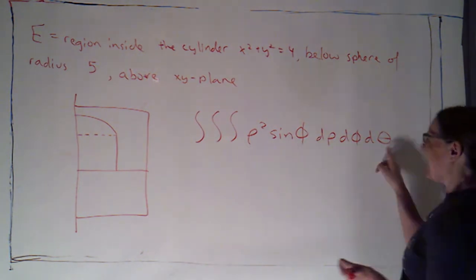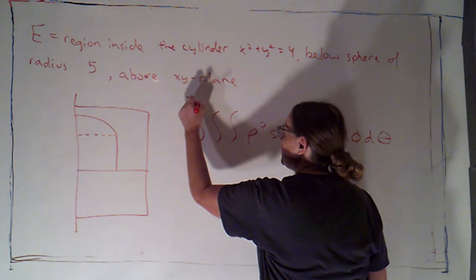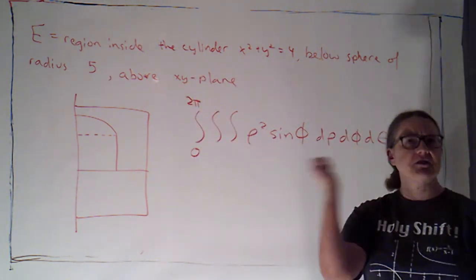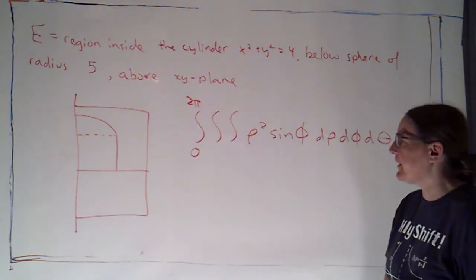Okay, so I do know that my theta is going from 0 to 2 pi, because I saw that in cylindrical coordinates, and I can see we've got that rotational symmetry, and we're talking about the whole thing here. Okay.